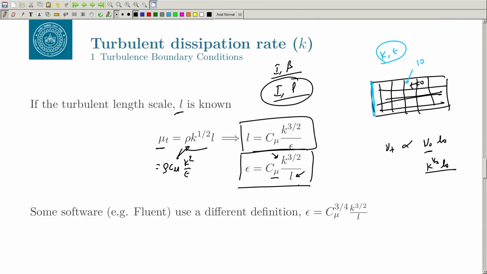In some of the softwares like Fluent, they use a different proportionality constant. So, you have to be careful what c mu you will be using here. Okay.